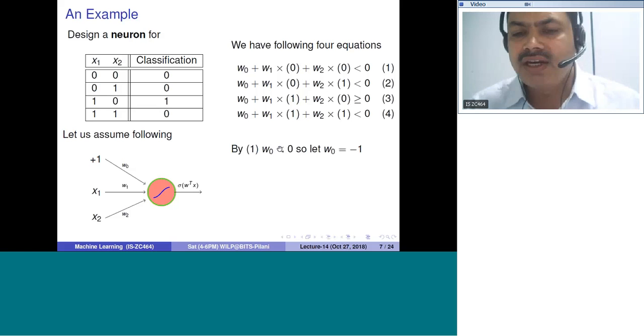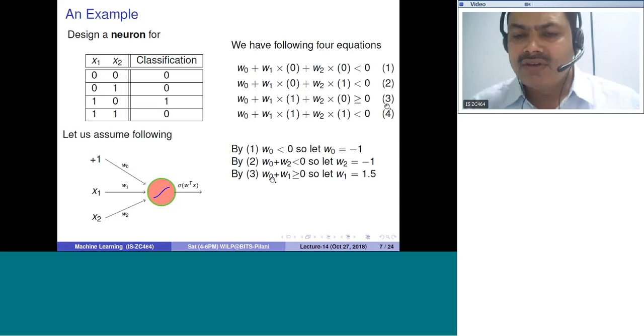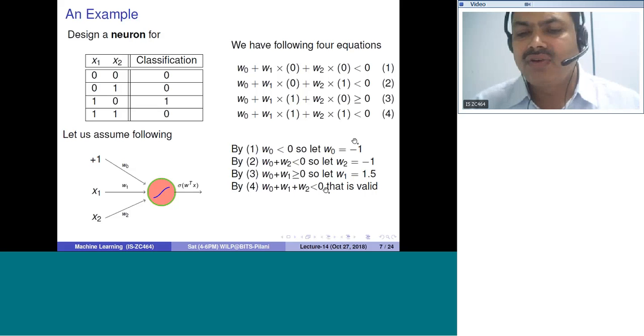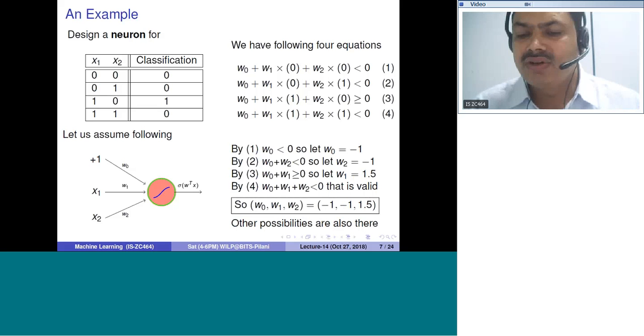Then you would be solving this. You see that W0 is negative, so let W0 be minus 1. By the second equation, W0 plus W2 is less than 0, so let me set W2 equal to minus 1. And then by the third equation, W0 plus W1 is greater than 0, so you say W1 is equal to 1.5, so that it becomes greater than 0. Now the fourth equation is also valid with these values. So therefore our solution is W0, W1, W2 equal to minus 1, 1.5, minus 1.